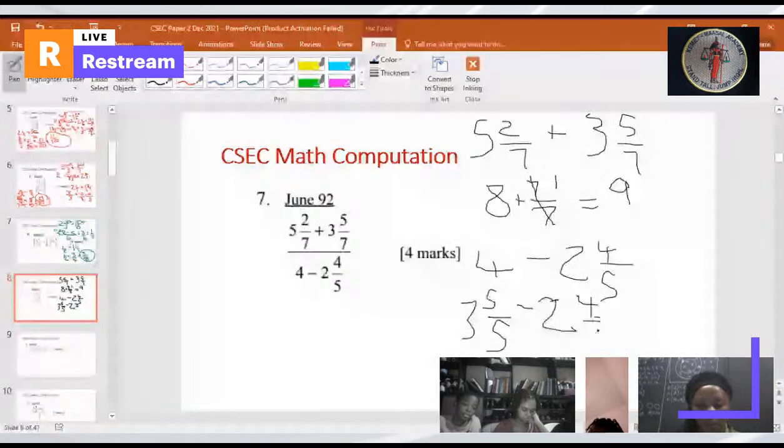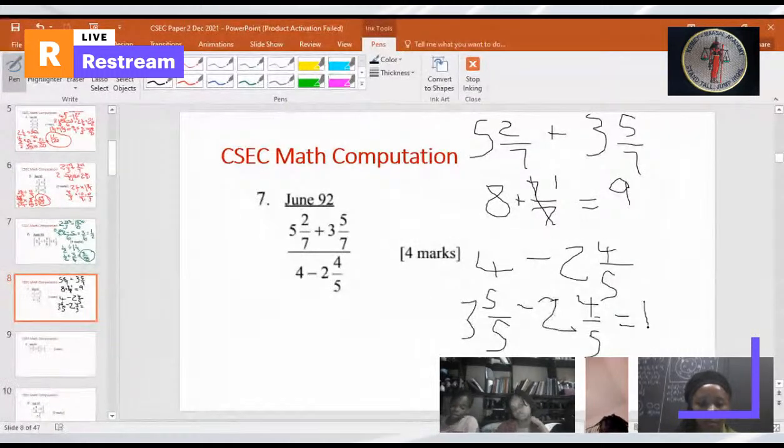All right, so then you would subtract. 3 minus 2 gives 1. And what else? 5 minus 4 would equal 1 over 5. All right, so the numerator gave us 9. The denominator gave us 1 and 1/5.